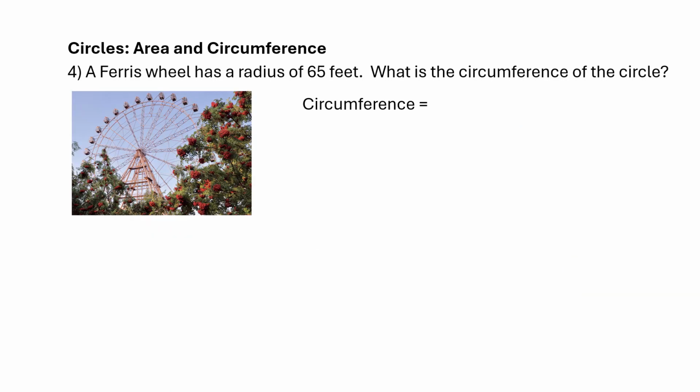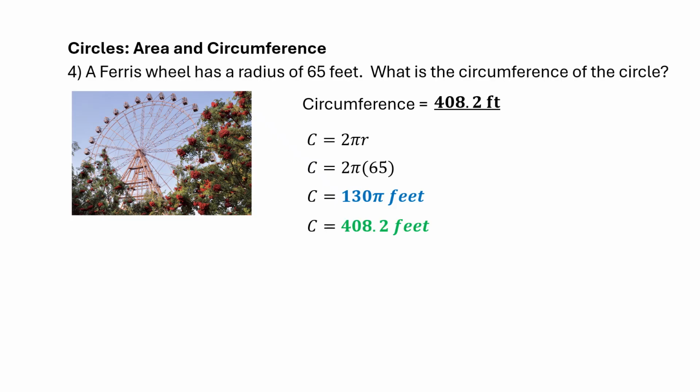We're at the Ferris wheel and it has a radius of 65 feet. What's the circumference? Again, it would be best to use the formula best suited for the information you were given. So we're going to use C equals 2 pi r. Plug in your values. 2 times 65 is 130 pi. If I continue to finish working out my calculations, we get 408.2 feet.